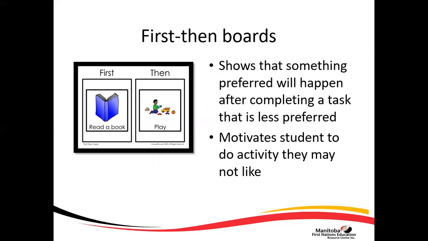So on this slide, we have a first-then board. And a first-then board can be used to help with transitions or to motivate the student to complete a less preferred task. So as you can see, the first-then board shows that something preferred will happen after we do something that's not as preferred. Maybe the student doesn't like reading books. So first we read the book, then we play.